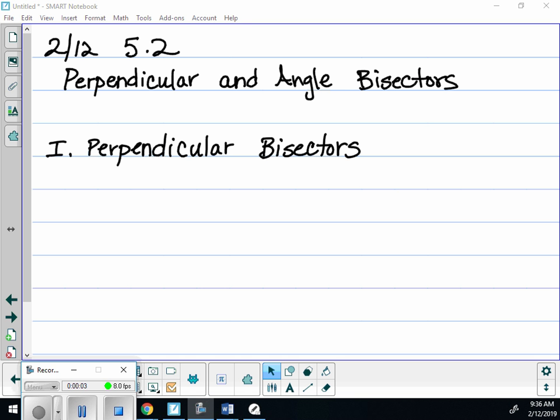What we're building up to in Chapter 5 is various relationships within triangles. So we talked about mid-segments and the special properties that they have. We're going to talk about perpendicular bisectors and some of the properties that they have, and also angle bisectors and some of the properties they have.